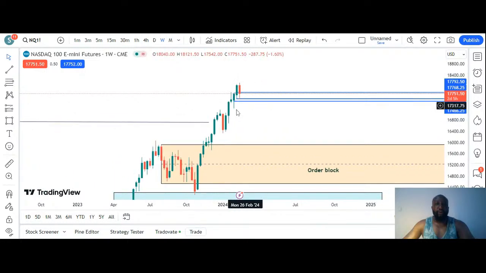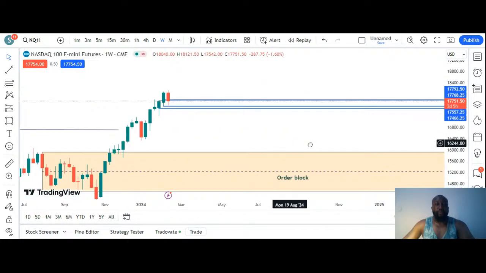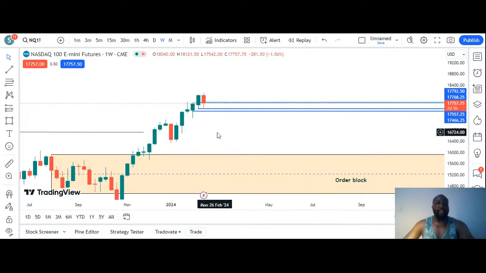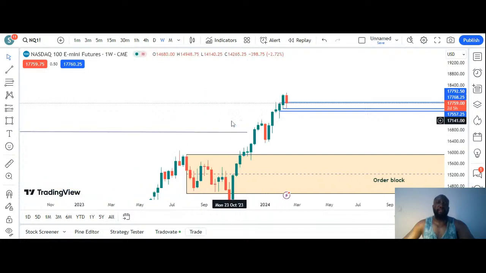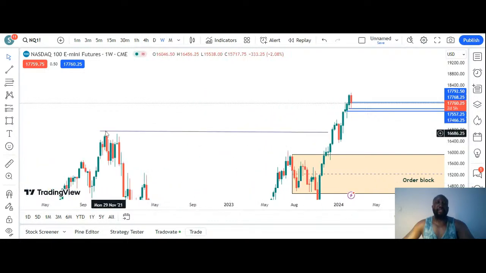What do we have on the weekly? What's interesting? So far we're bearish, eh? So far we're bearish there, as we can see the candle. Okay, this is quite interesting. This high was taken out at this level here, and we've got another order block there.